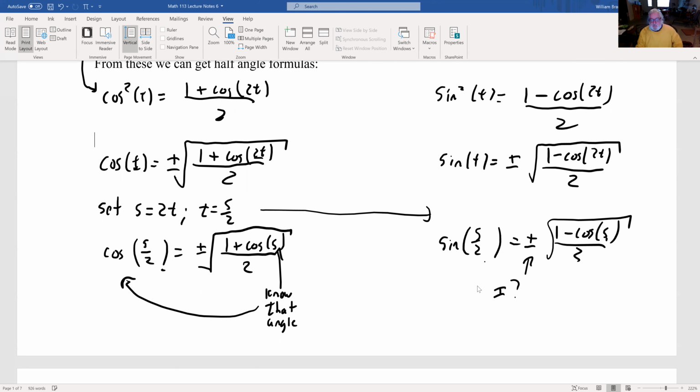Which sign do you take, plus or minus? Well, it depends on which quadrant the angle s over 2 is in, right? So if s over 2 is, say, in the third quadrant, sine would be negative, and cosine is also negative in the third quadrant, for example.